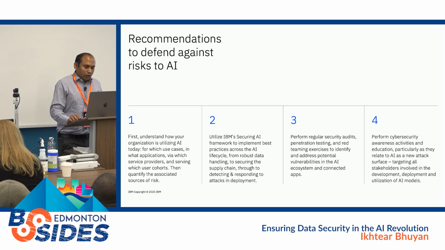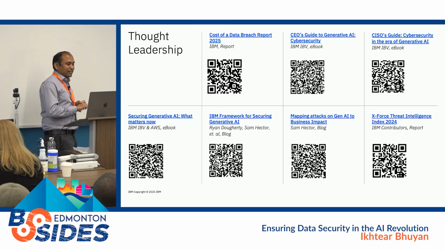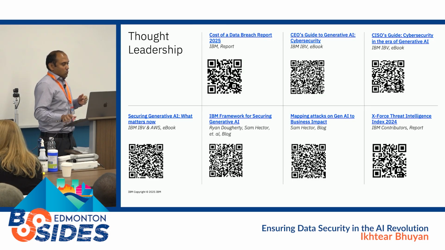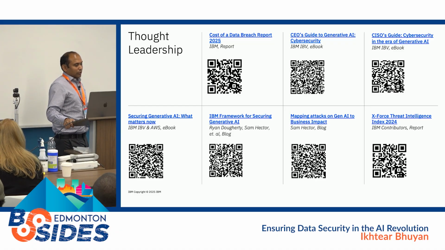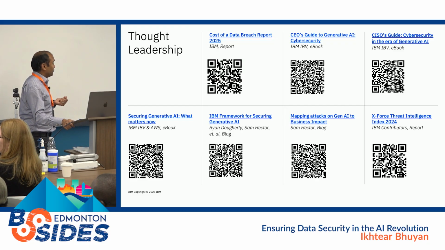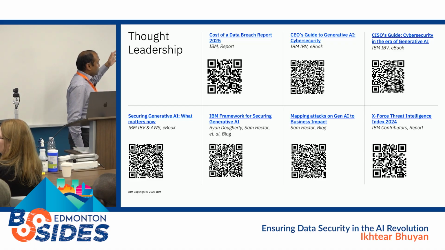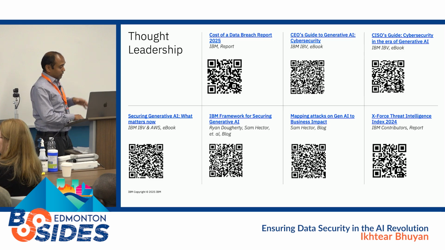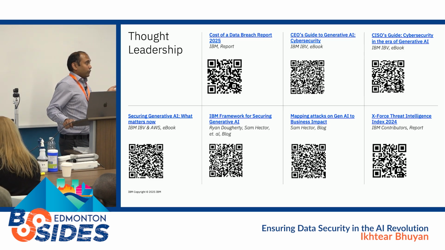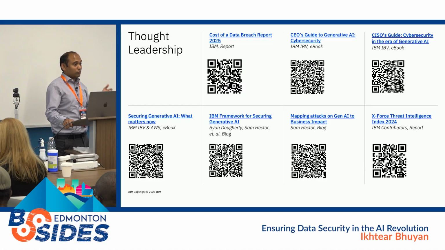Another part of my presentation is that I'm giving you some QR codes. This is really good information. At IBM, we work with third-party vendors like the Ponemon Institute, and there is one thing we've been doing for the last 15 years: the Cost of a Data Breach report. It provides really good information on the cost of a data breach across different industries and different countries, like the US, Canada, and others. So you can read those.